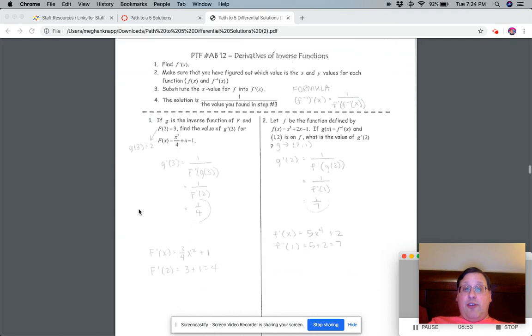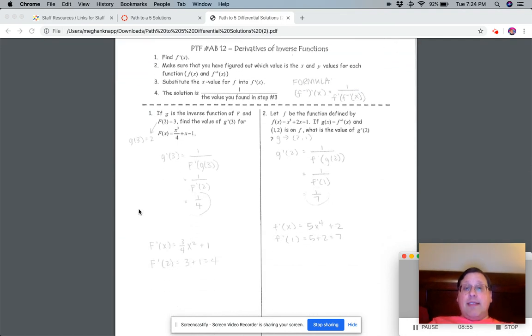If I continue down, standard 12 on this packet, derivatives of inverse functions. You guys might remember this from last semester. This was something that was kind of weird, where you guys had a formula that I gave you. You can see it right here. The derivative of an inverse is 1 over f prime of f inverse of x.